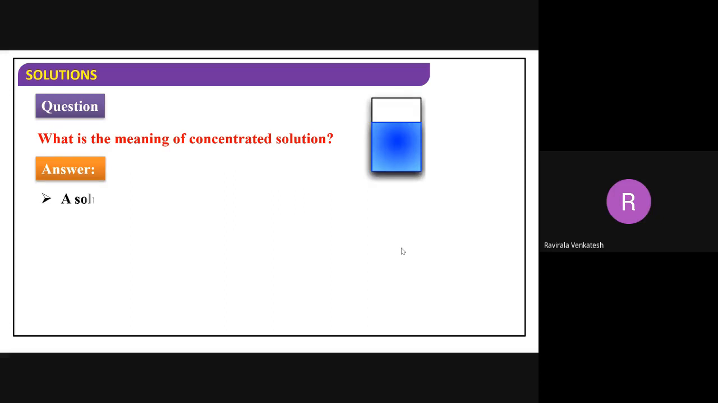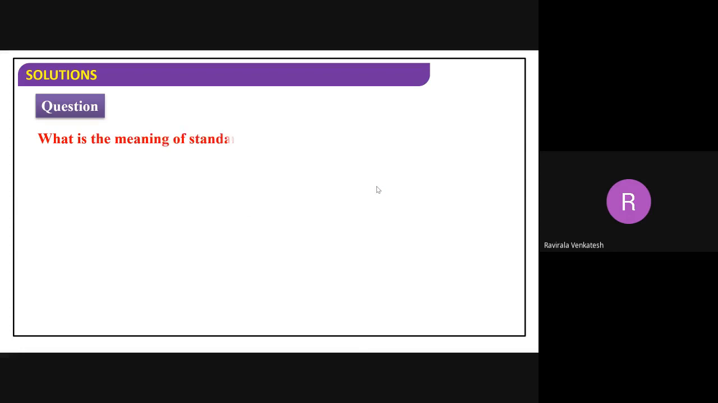When you observe the concentration here, the solute must be in large quantity. Which one, beta? The solute must be in large quantity. Understood? If solute is in large quantity, then only we are going to get concentrated solutions. That is a very important thing.